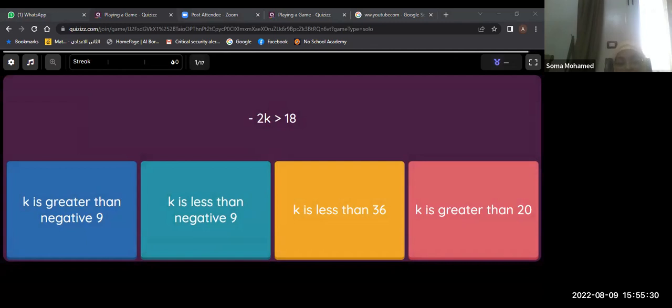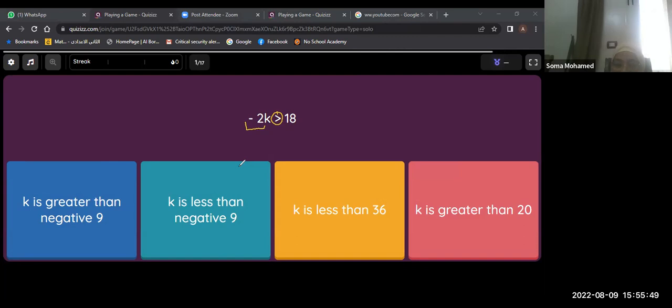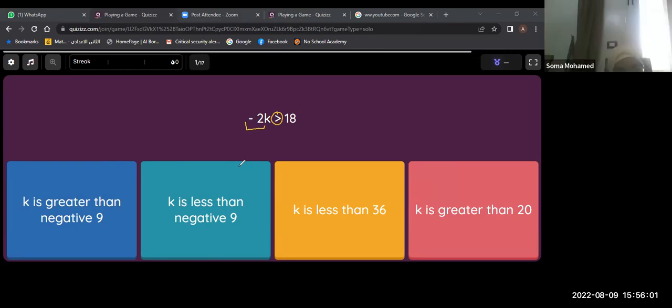If I have a negative number, this is a tricky question. If I have a negative number, what shall I do with the sign? Will the sign stay the same or what will happen to it? Remove the negative. To be what? It will be 2k smaller than 18.